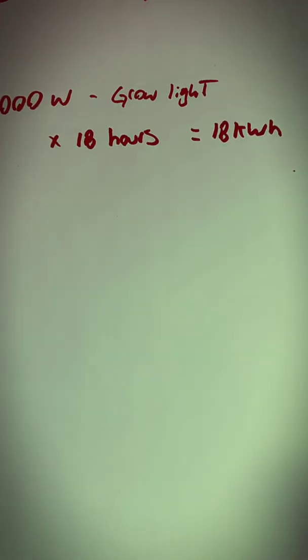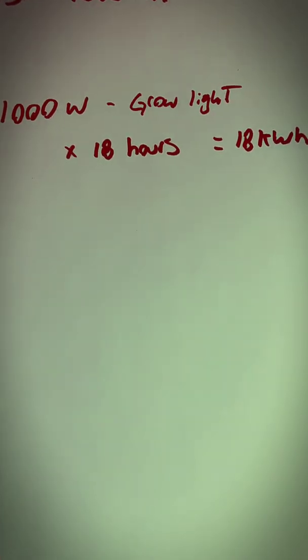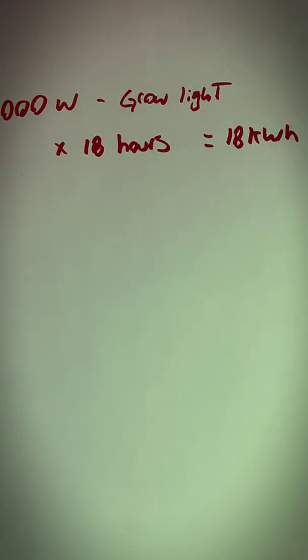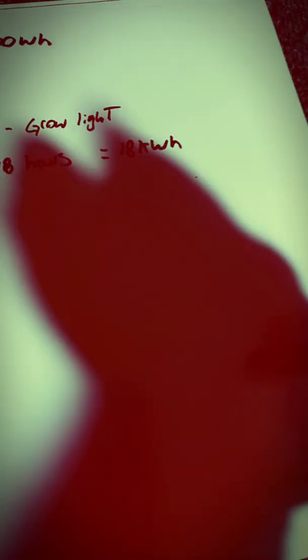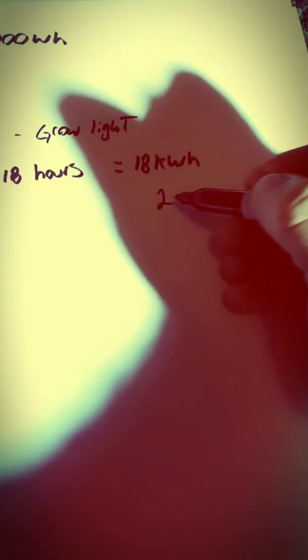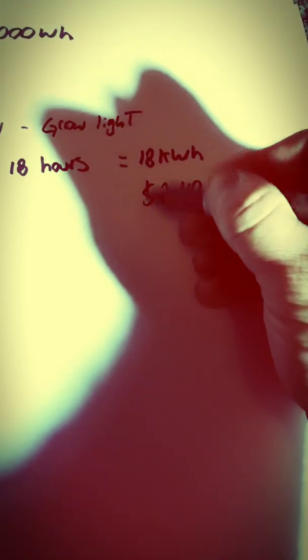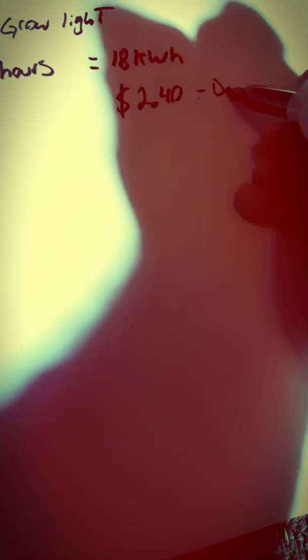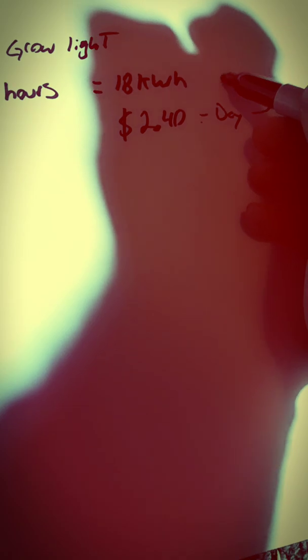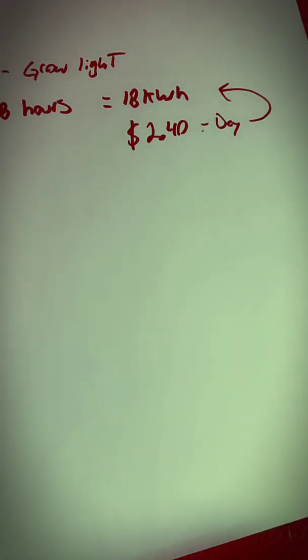For example, if you have a 1,000-watt grow light and you ran it for 18 hours, you can just take 1,000 times 18, and that'll give you 18,000 watt hours or 18 kilowatt hours. And if you pay 15 cents per kilowatt hour, this comes out to $2.70 per day, just for that one single light.